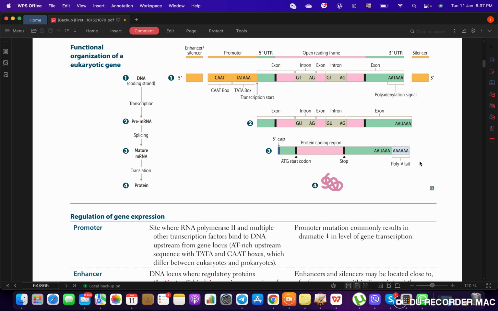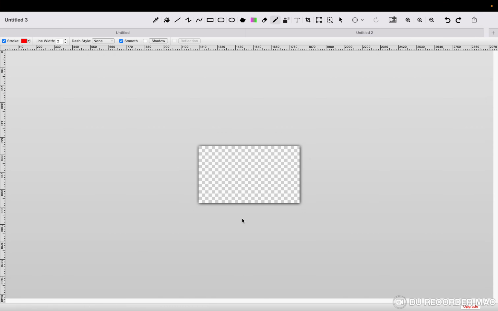Notice, please, that the mature mRNA has so many A's at its end and a 5' cap. So the 5' cap helps the ribosome to recognize the mature mRNA, while the poly A tail is really important because it protects the mRNA from damage. Let me tell you how.